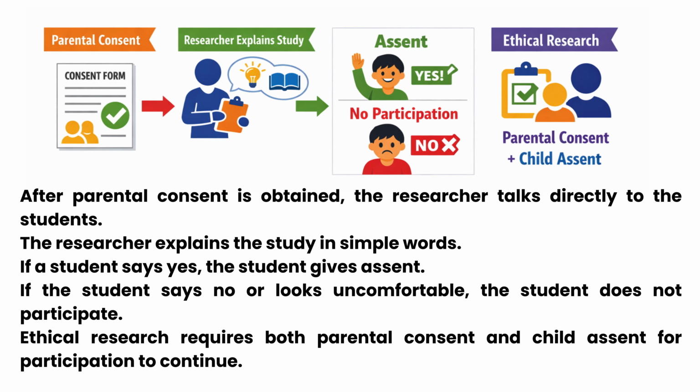After parental consent is obtained, the researcher talks directly to the students. The researcher explains the study in simple words, such as saying the class will try a new learning activity and answer a few questions. If a student says yes, the student gives assent. If the student says no or looks uncomfortable, the student does not participate, even though the parent already gave consent. Ethical research requires both parental consent and child assent for participation to continue.